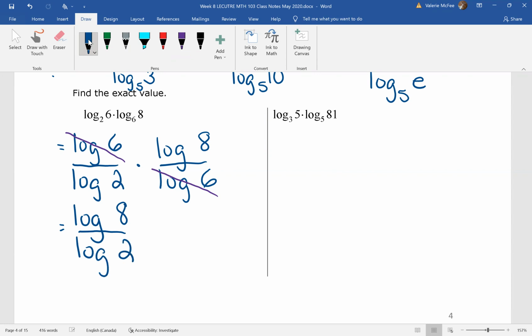But I notice that 2 and 8 could be evaluated if I had used base 2. Now, using base 2 still allows me to factor out log base 2 of 6, but now it also allows me to evaluate the numerator and the denominator. 2 to the power of 3 equals 8. 2 to the power of 1 equals 2. This simplified to equal 3. Why don't you try the second question?